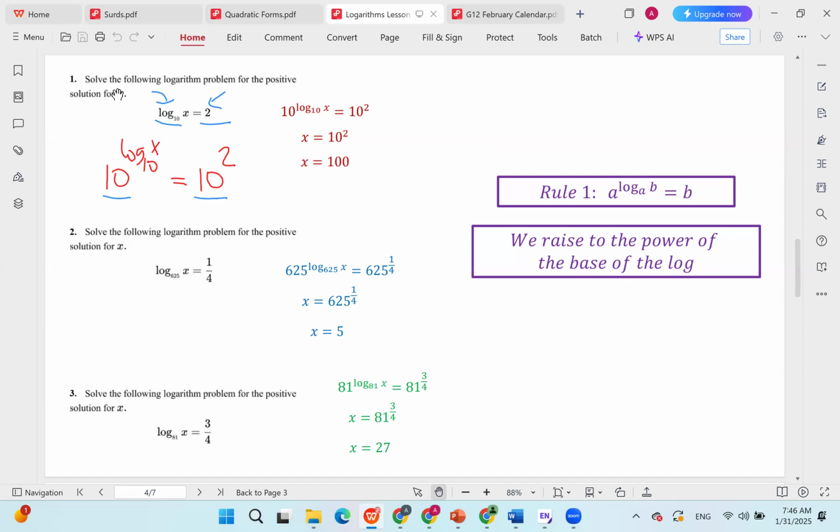How does that help me? Well, 10 to the power of log base 10, these cancel out together, and we get x equals 10 to the power of 2, which is 100, as per this solution here. Let's take another example.